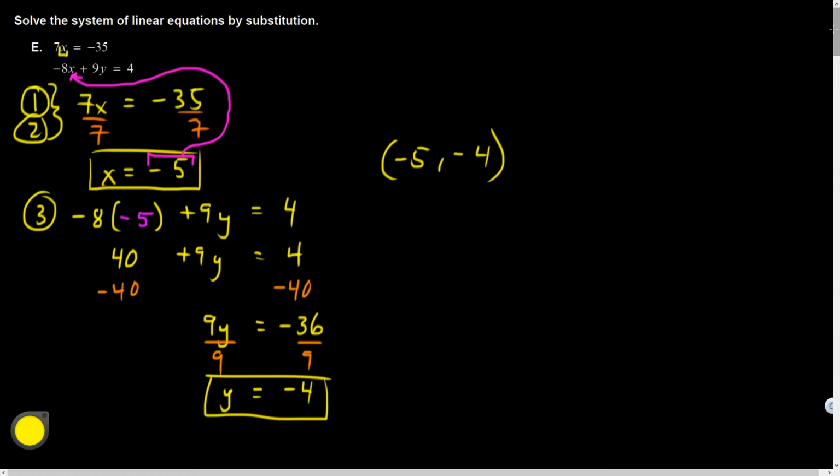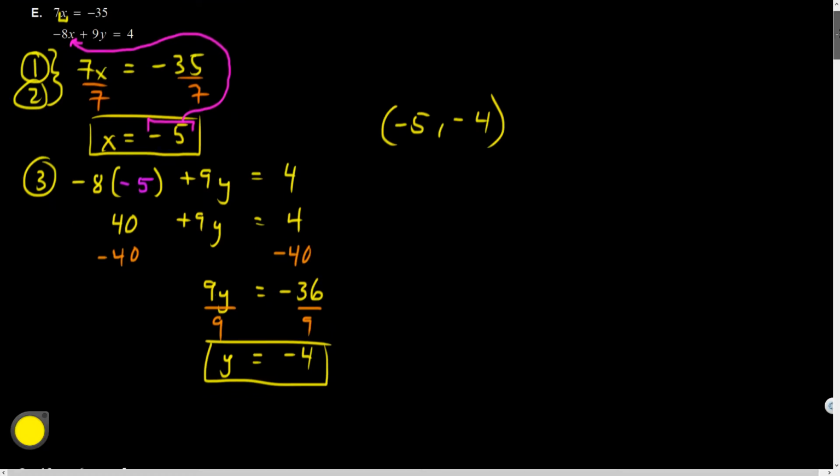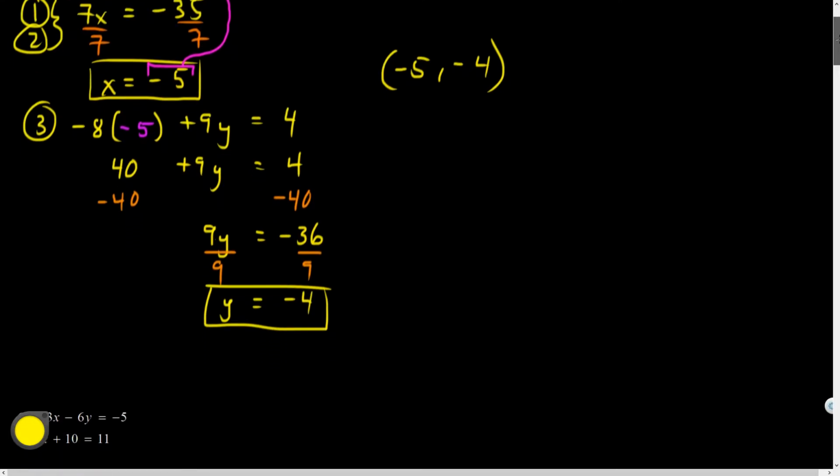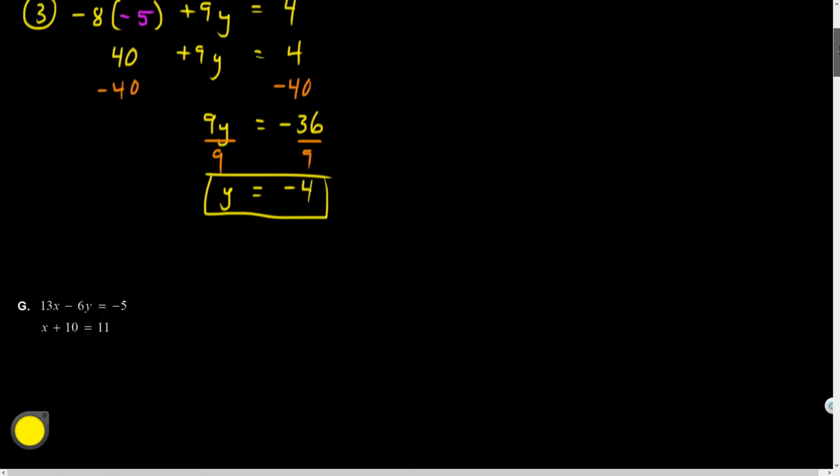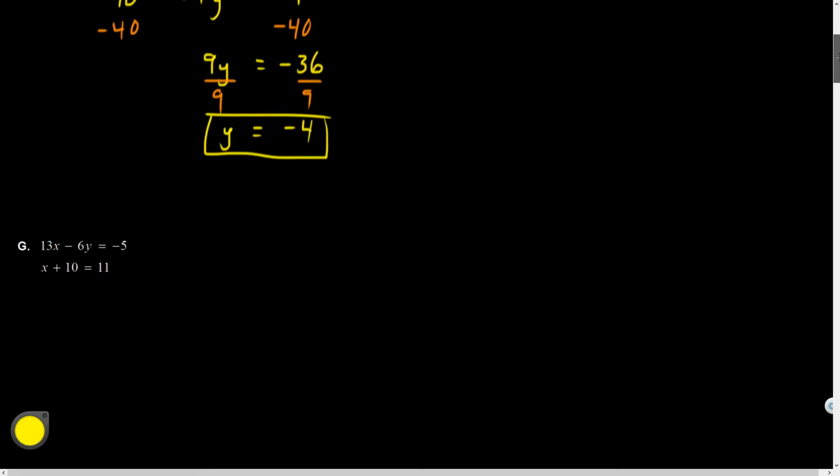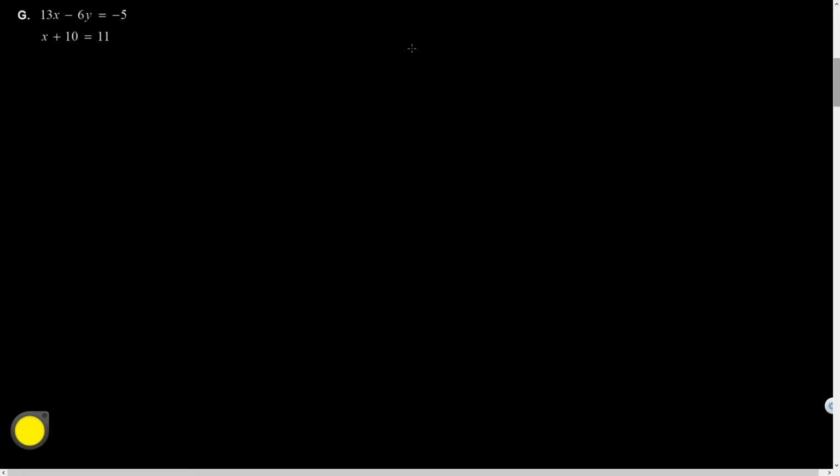Gotta keep going. There we go. Question G. This is one that was a request from the studio audience. They were saying, Mr. Waddy, could you give us a problem in which it's not yet solved for y or x? Although this one actually is going to, again, be a 1 and 2 kind of combined.